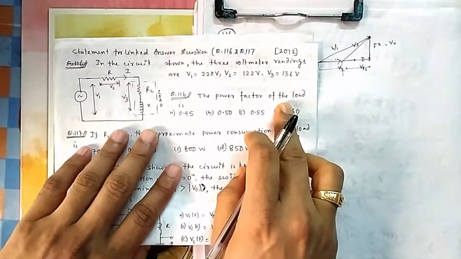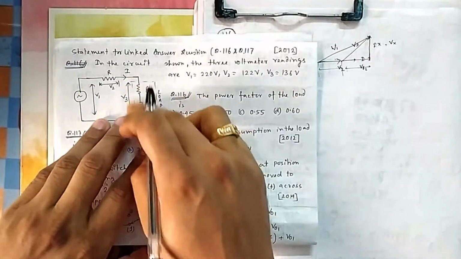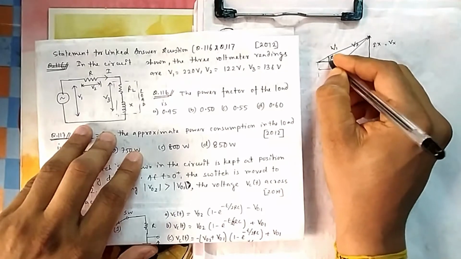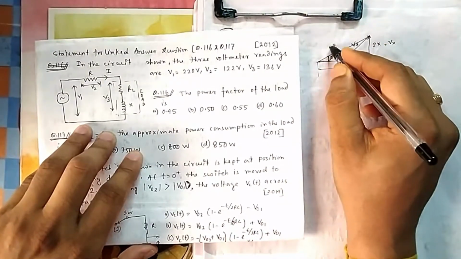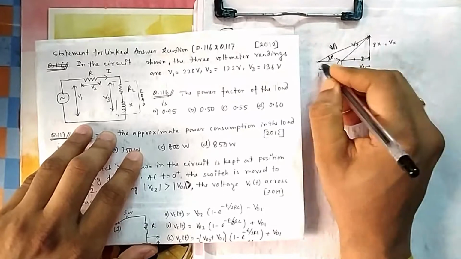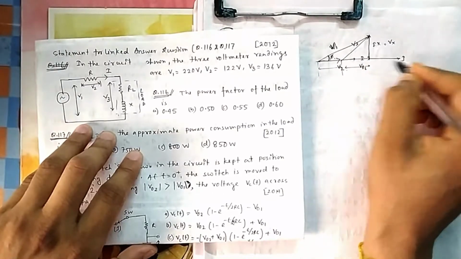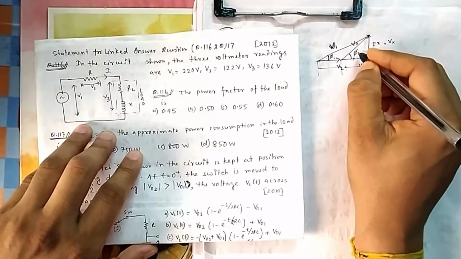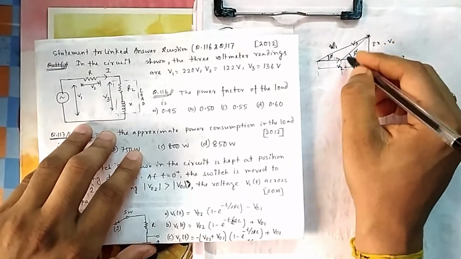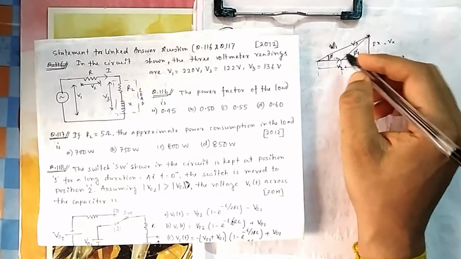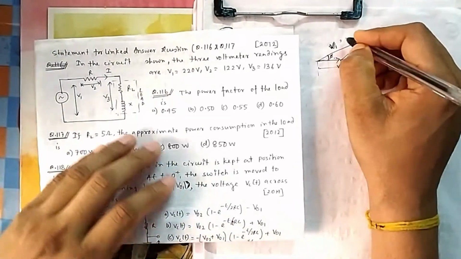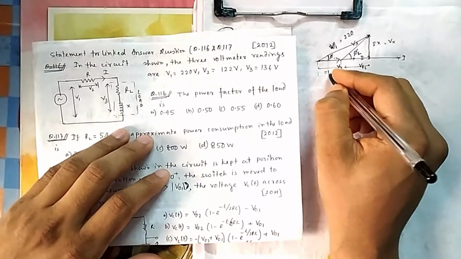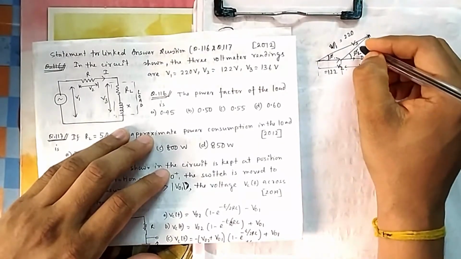Now they are asking the power factor of the load, this one, not of the entire circuit. This is the power factor of the entire circuit, that is the angle between voltage V1 and this current I. This is the I phasor. But they are asking for phi L of the load. So they are asking this angle. They have given V1, V2, V3. So V1 is given. Now you can apply simple geometry and find it out, and V2 is equal to 122 and V3 equal to 136.